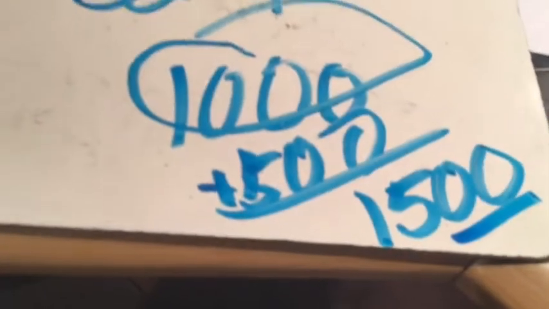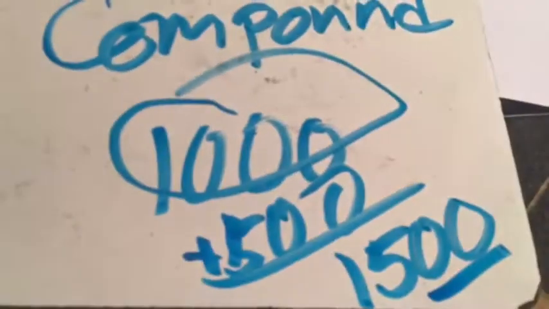So the key difference between simple and compound is that with simple, you use that same initial every single time, but with compound, we get a new total at the end of each cycle, and that's the PO that we're going to be putting in every time.